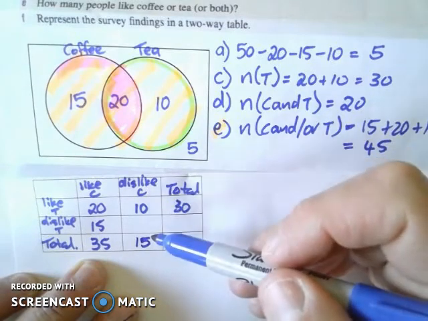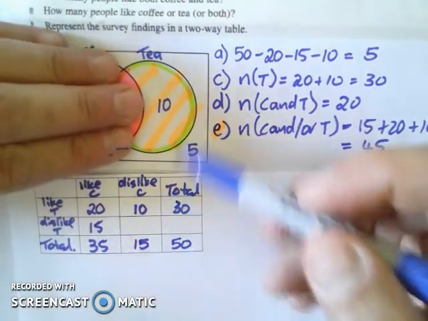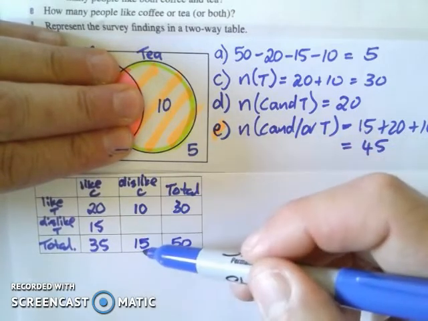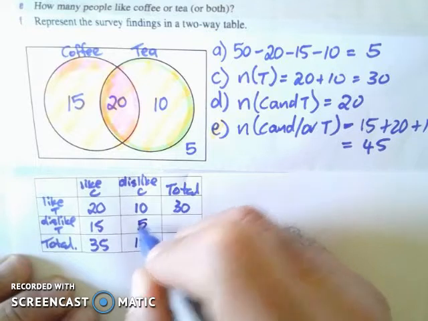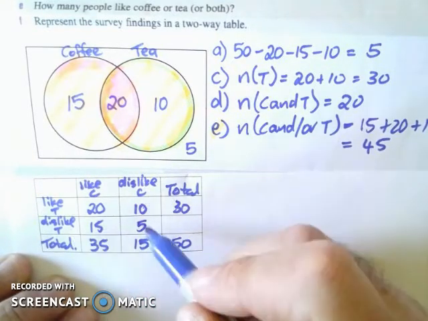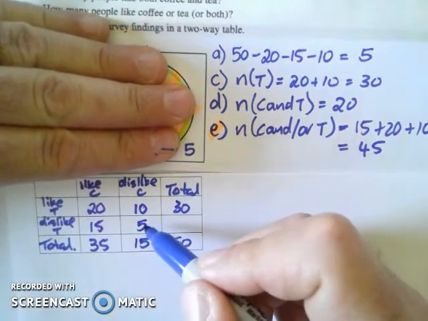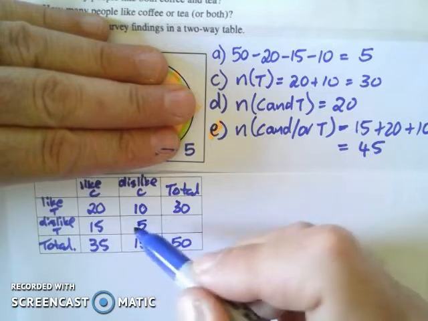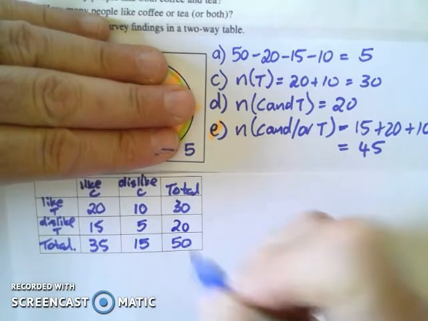Let's see how many people dislike coffee. People who don't like coffee at all, so it's 10 and 5, which gives us 15. Is that true? People who dislike coffee and dislike tea, so they don't like coffee or tea, that is the 5. That's where that 5 comes from. 15 and 5 will give us 20, and my final check, 30 and 20 equals 50.